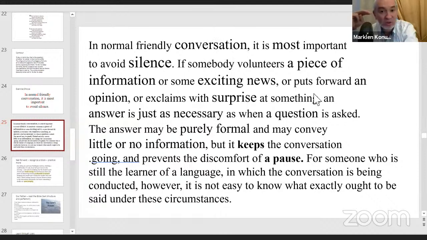I can reduce it to just two words if I want. In normal friendly conversation, it is most important to avoid silence. I'm using the word important, or maybe two words. In normal friendly conversation, it is most important to avoid silence. I can read like that. You decide which part of the sentence should be strongly highlighted.